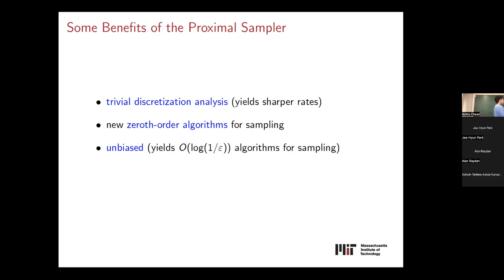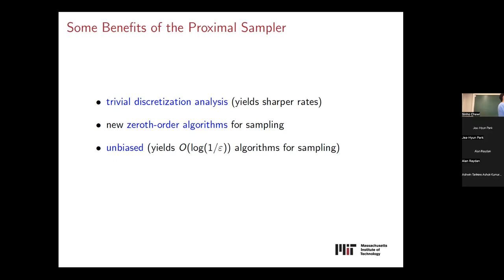Another cool thing is that the Langevin algorithm requires acquiring the gradient of your potential. Whereas for the proximal sampler, depending on how you implement the RGO, you can implement it in a way that doesn't require the gradient. And this is very important for applications to Bayesian inverse problems where you really don't have access to gradients because the potential is the forward map of a PDE or something like that, and it's too expensive to compute gradients. And also, as I mentioned, the proximal sampler is unbiased. So this leads to faster algorithms than the Langevin, which suffers some asymptotic bias.